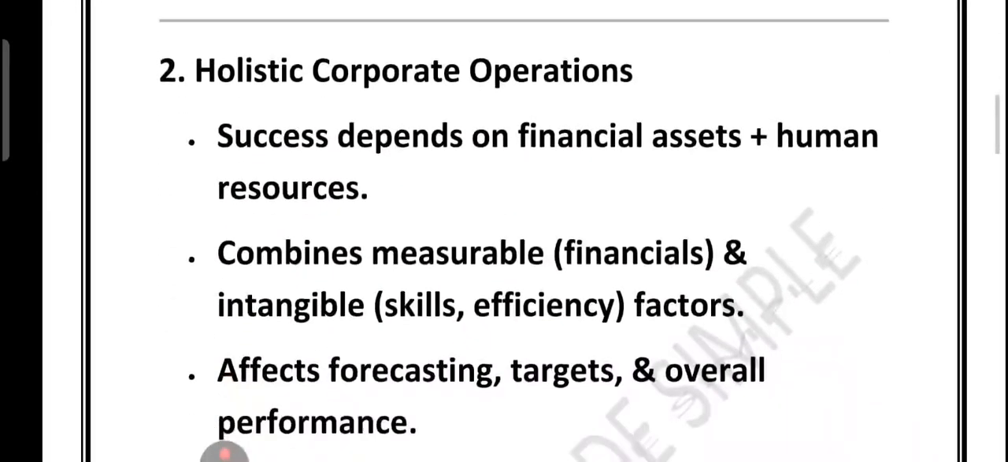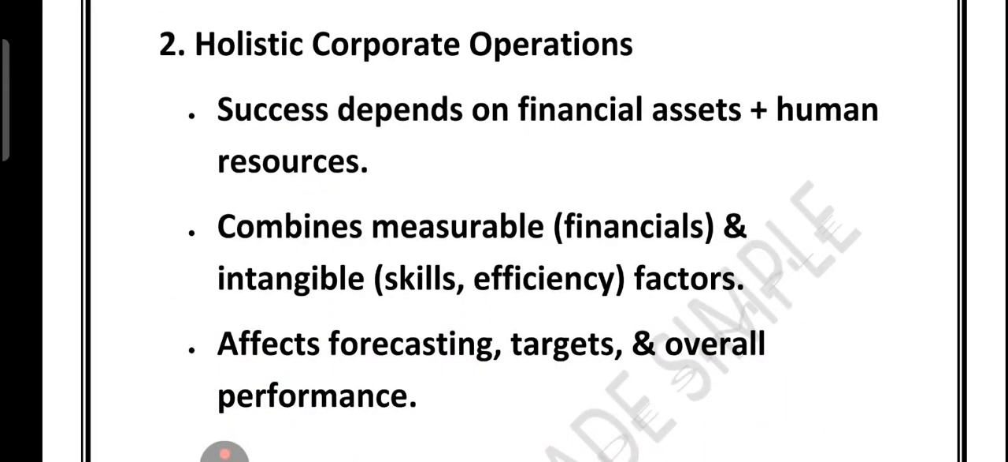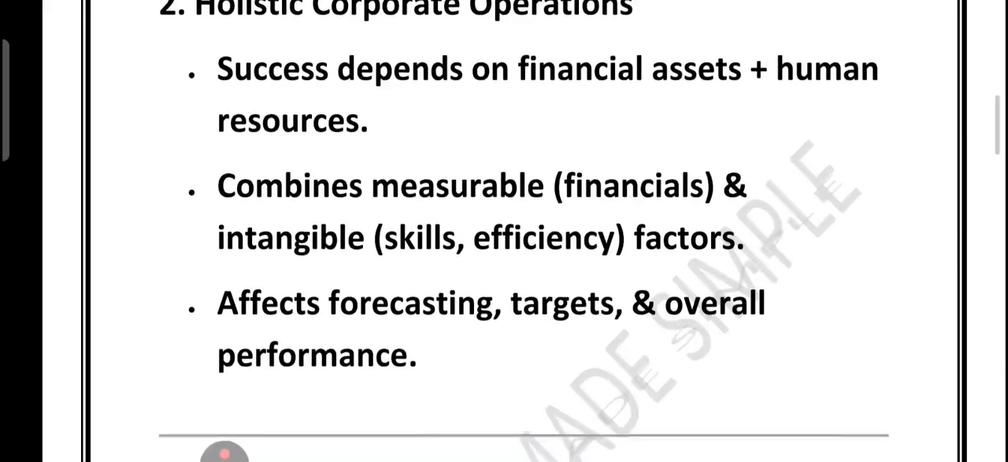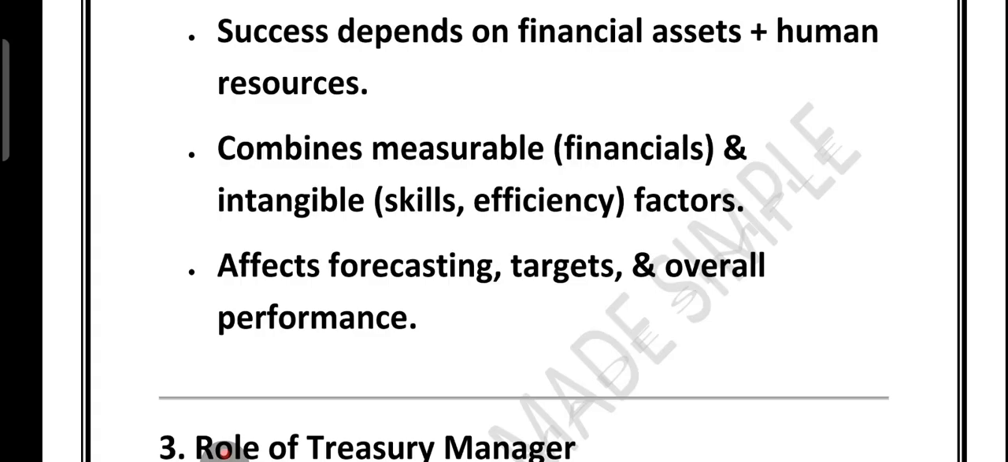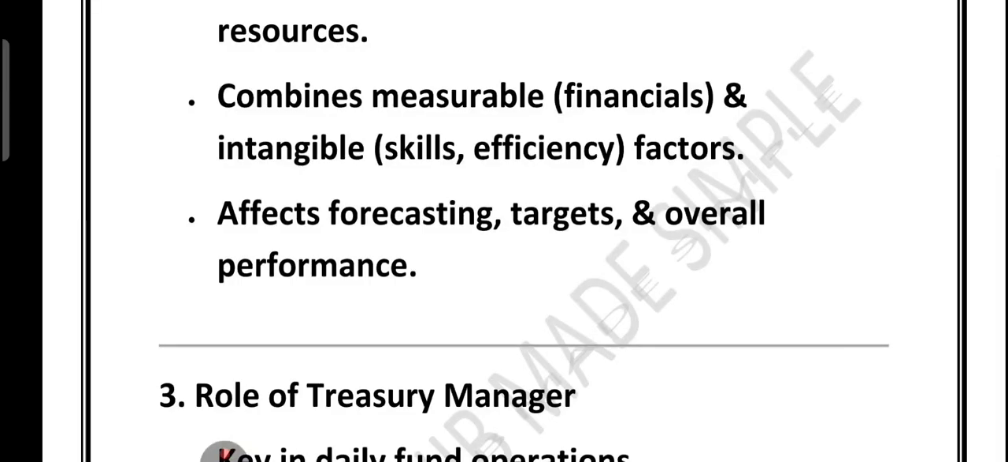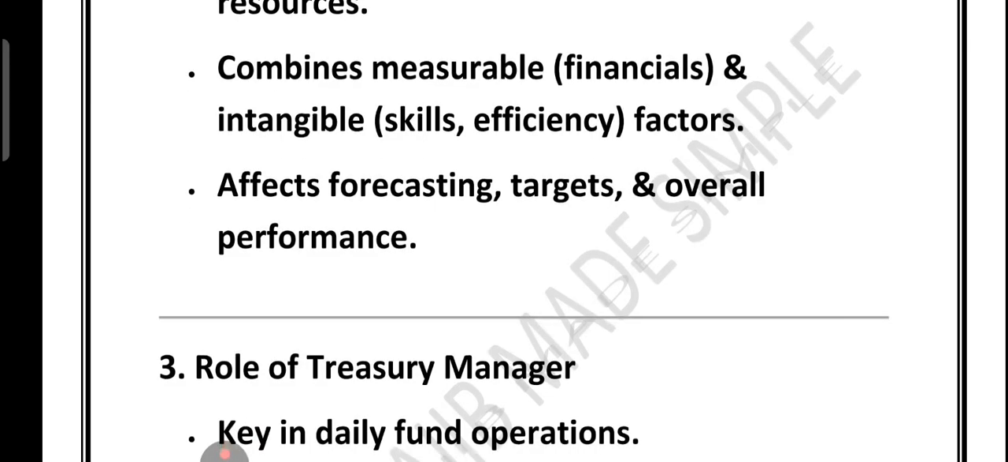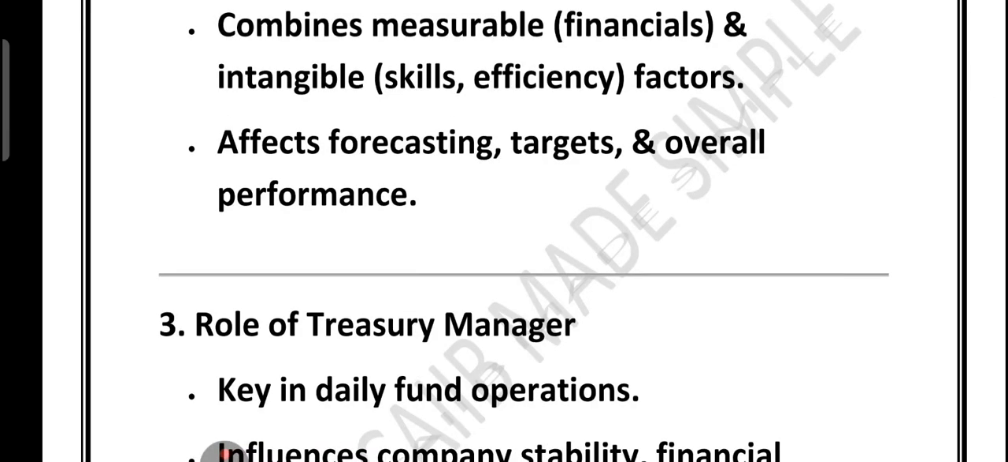Right, now if you look at the holistic corporate operation, corporate success depends on two things: financial asset plus human resource. It involves both tangible and intangible. When I say tangible, it means capital, it means asset, and when I say intangible, it means innovations, efficiency. I have given you examples of tangible and intangible. Tangible means something that you can measure, capital, asset, etc. And one more point is that this holistic corporate operation impacts forecasting, goal targets, goal settings and long-term performance.